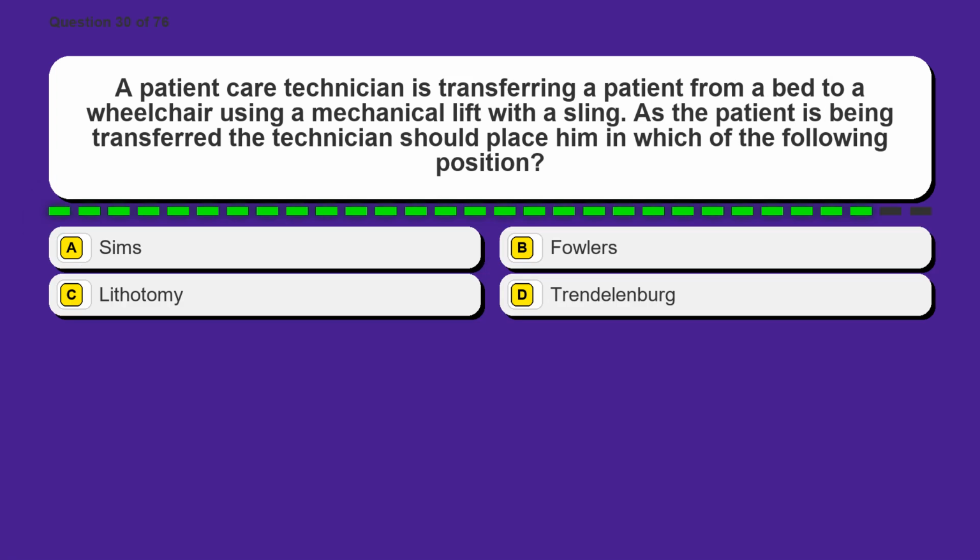Question 30. A patient care technician is transferring a patient from a bed to a wheelchair using a mechanical lift with a sling. As the patient is being transferred, the technician should place him in which of the following positions? Option A, Sims. Option B, Fowler's. Option C, lithotomy. Option D, Trendelenburg.